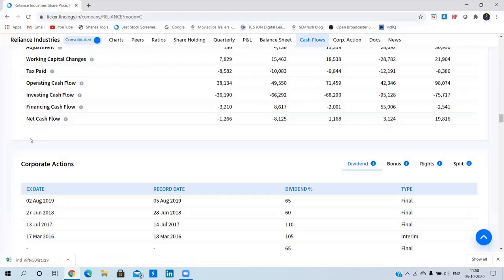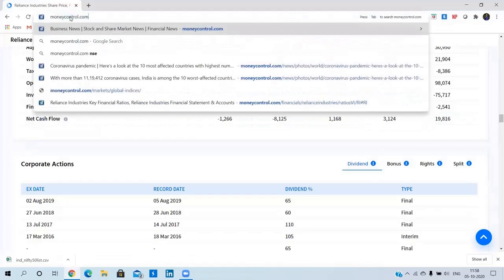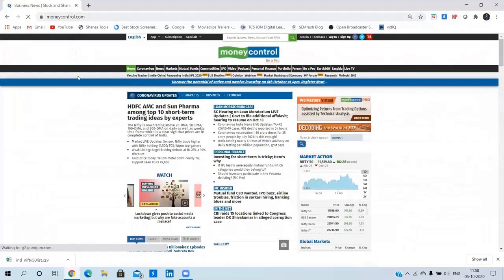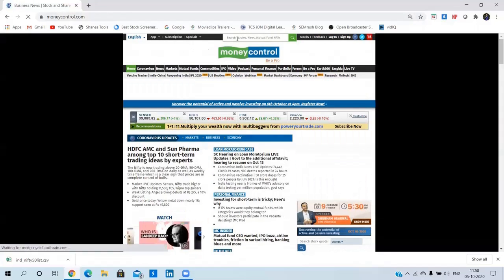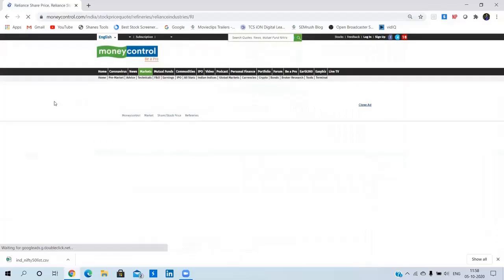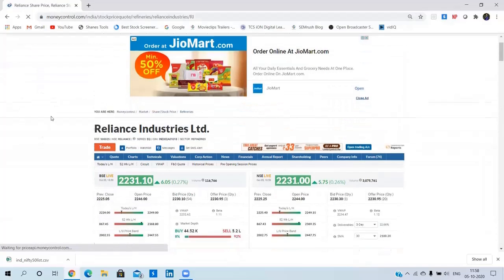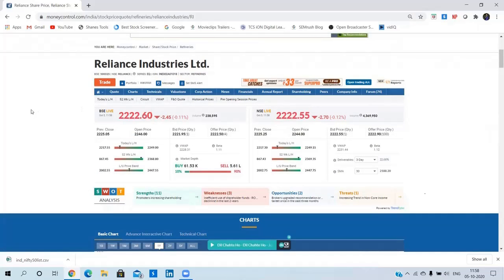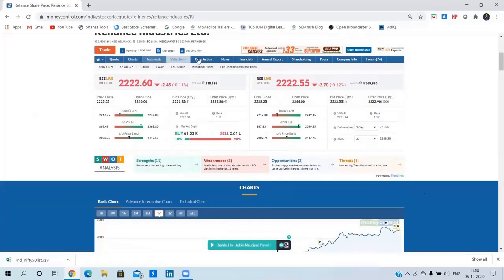Now we will be moving to one more site, that is Moneycontrol. Moneycontrol is one of the most used sites for investors and traders. One can simply search the company from here. So again, we are searching for Reliance. Yeah, so here is the share price of Reliance, the percentage down or points. In this bar, we need to check under Finance.